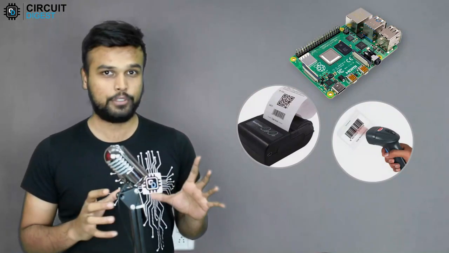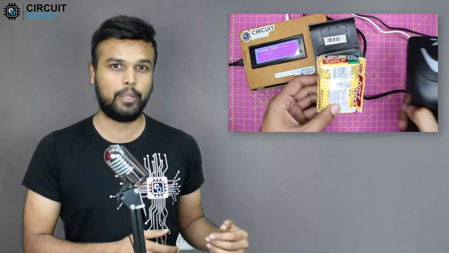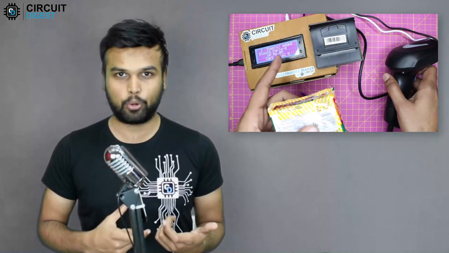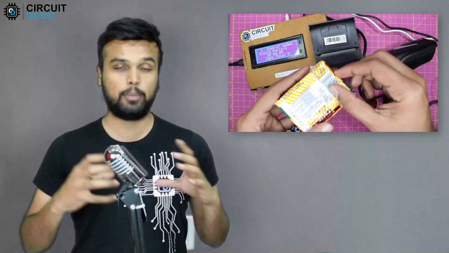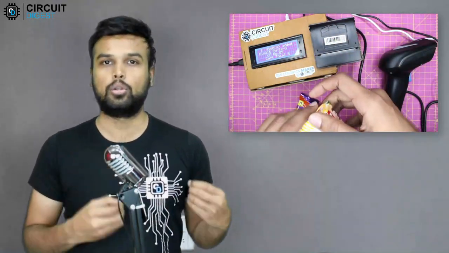So this smart shopping cart will consist of a Raspberry Pi, a thermal printer, and a barcode scanner. And imagine all of this connected to your shopping cart. When you go for shopping, you can scan the items before you drop them in your cart, and the Raspberry Pi will connect to the server and find the name of the product as well as the cost of the product. And then as you continue your shopping, the display on your shopping cart will show the total number of items in your cart as well as the total value of your cart.